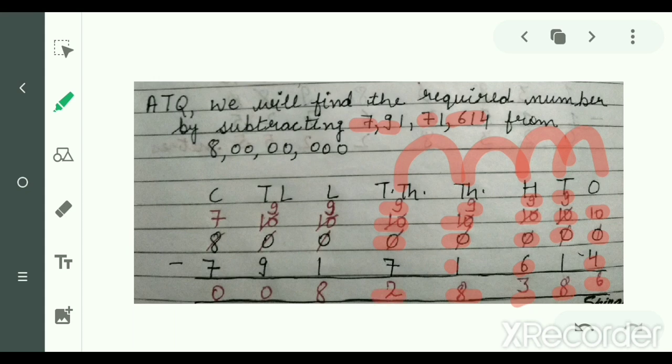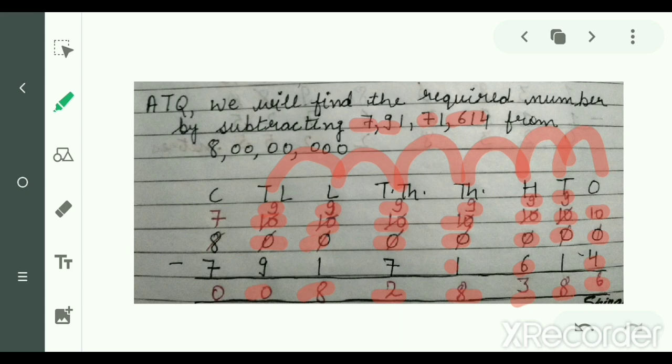At lakhs place we have 0 minus 1. This operation is also not possible. So this 0 has become 10 here, and this 10 has become 9 here as it has given borrow to the digit at the 10,000 place. So 9 minus 1, this will be 8. At 10 lakh place we have 0 minus 9. This operation is also not possible because 0 is less than 9. So this 0 has become 10 here as this 10 has given borrow to the digit at the lakh place. So this 10 has become 9 here. So 9 minus 9 here we have 0.